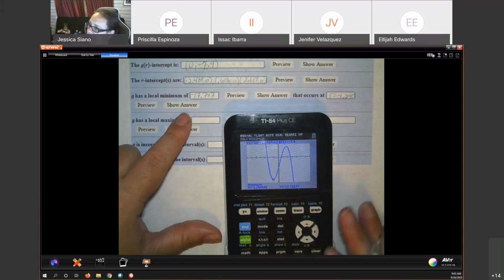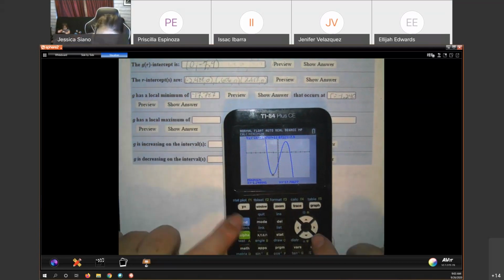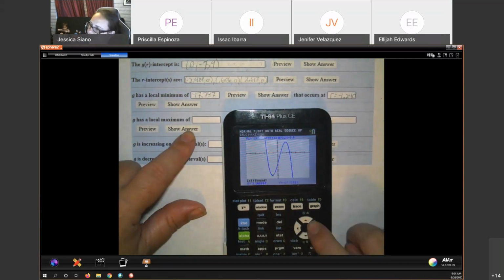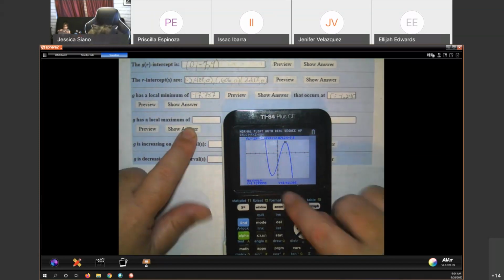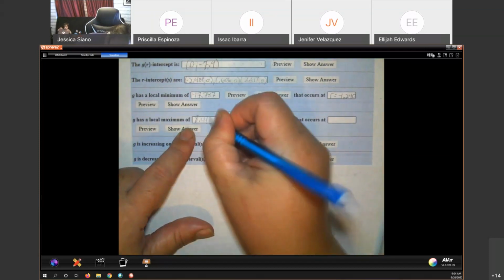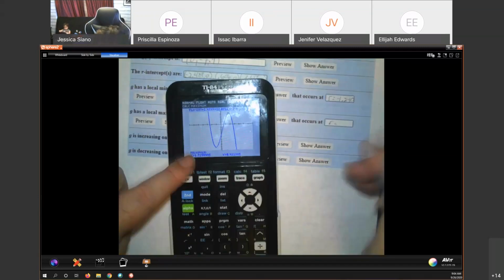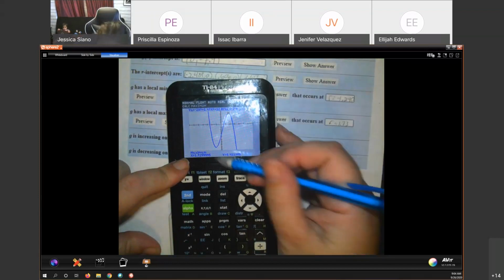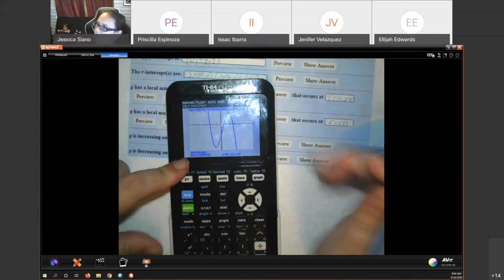Okay, now let's find the maximum. So second and then calc, maximum. Move your cursor so that it's anywhere to the left of the maximum. Press enter. Anywhere to the right of the maximum. Press enter. Enter one more time. So a maximum of 8.411 at r equals 1.73. Because that 9 is going to bump up that 9, and that 9 is going to then bump up the 2. Okay?